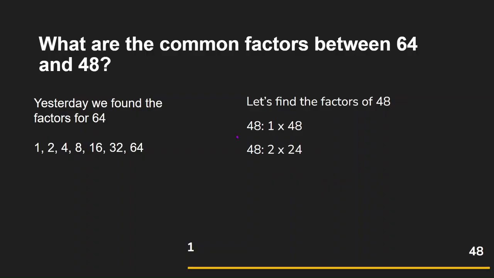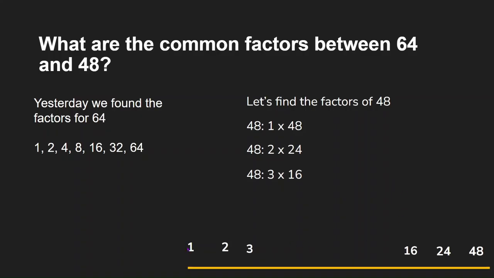The second one, this is an even number, right? So 2 will divide it evenly. 2 times 24 is our next factor pair. And again, this has eliminated a bunch of other potential numbers, right? So none of these numbers between these two will be factors anymore. 3 also divides into 48 evenly. It goes in there 16 times, right?